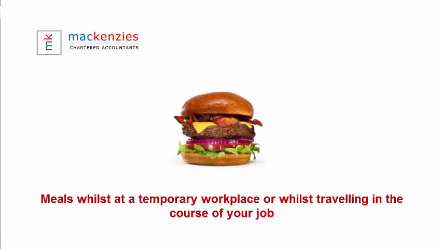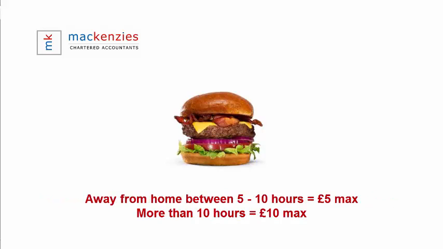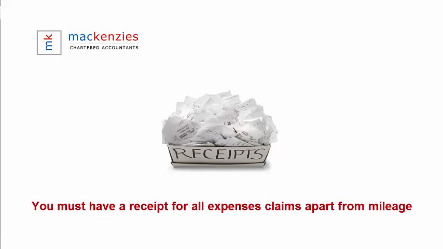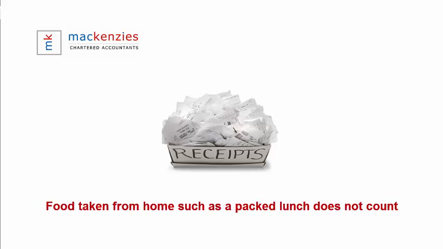The second most common claim is subsistence allowance. This is for meals purchased and consumed whilst travelling in the course of your job. If you work for more than 5 hours but less than 10, you can claim up to £5 per day, and if you work over 10 hours you can claim up to £10. All claims for meals must be supported by a receipt, and you cannot claim for food taken from home, such as a packed lunch.